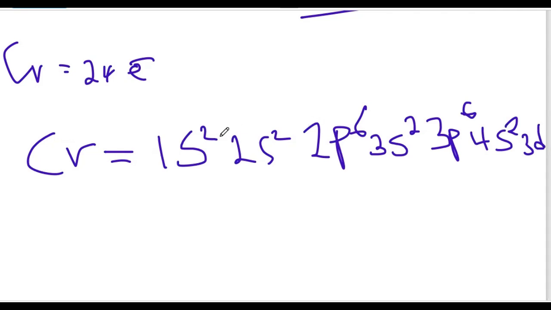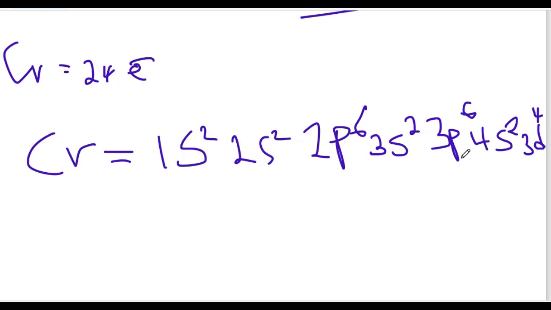Because here it's 2 plus 2, 4 plus 6, 10 plus 2, 12 plus 6, 18 plus this 2 here, you're going to get 20. Okay, meaning how many are remaining? You're just remaining with 4. So you can see here that we've written the full electron configuration for chromium.